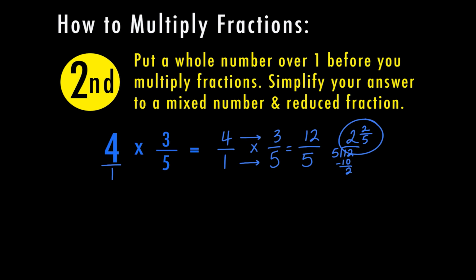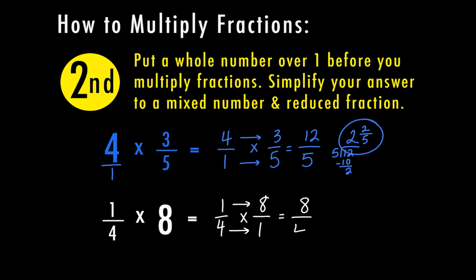Let's try another problem. Now I have 1/4 times 8. So my 1/4 stays the same. 8 goes over 1. Multiply straight across the top, multiply straight across the bottom. So 8 times 1 is 8. 4 times 1 is 4. Again, I'm going to have to divide. But this time I know that 4 goes into 8 evenly, and it's 2 times. So my answer is 2. Most of the time when you have a whole number times a fraction, you're going to end up having to change your improper answer to a mixed number.